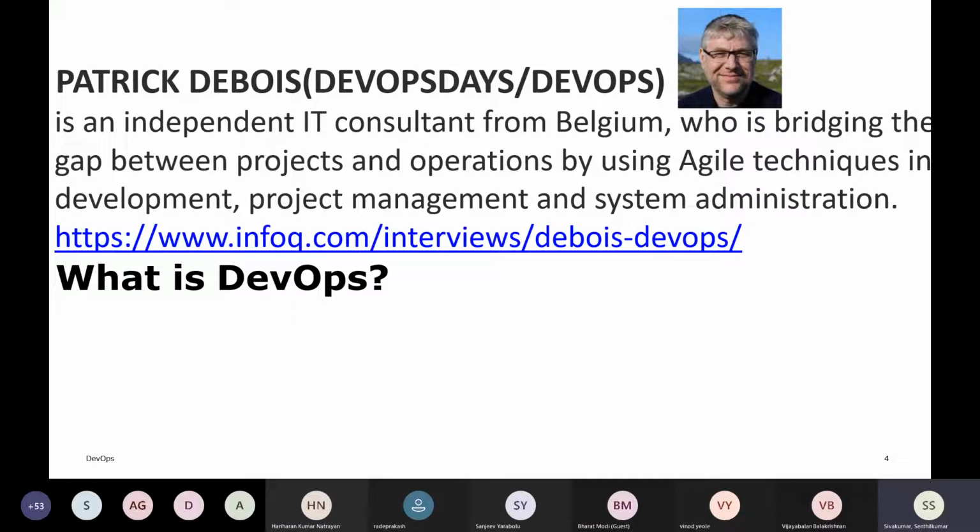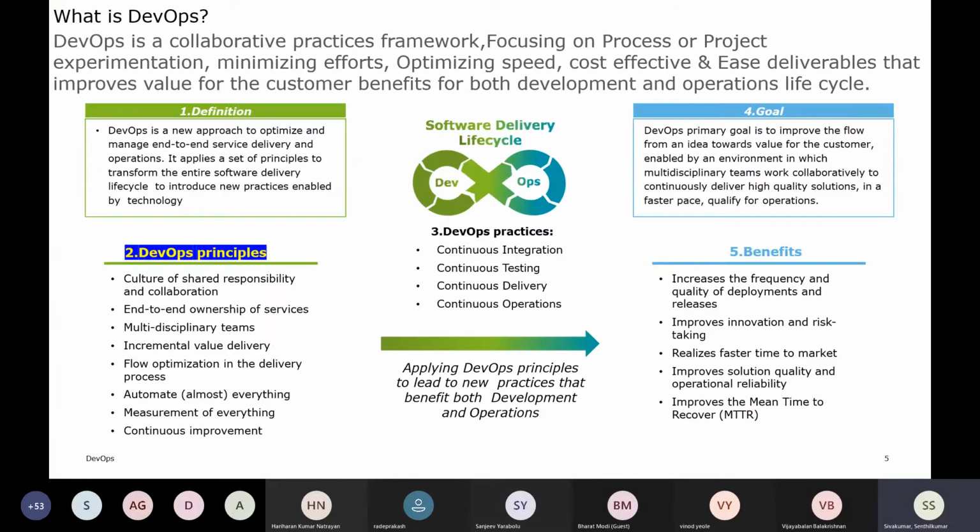Now we are going to discuss, first, what the framework is, and from there, how we take it into the project definition, and from the project definition, how we are going to implement it in real scenarios. That's how the first 6 agenda points will be covered. So first we'll get into that, what is DevOps? DevOps is a very collaborative practice framework focusing on process or project experimentation.